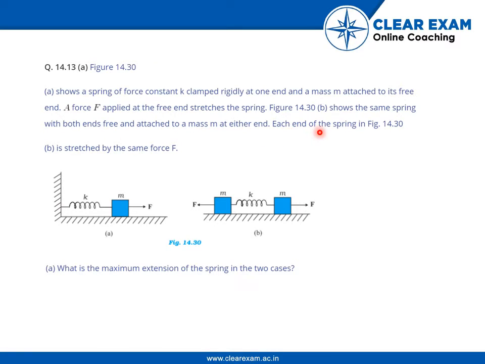Each end of the spring in figure B is stretched by the same force F. So what is the maximum extension of the spring in the two cases? Let us assume the maximum extension produced in the spring is X.